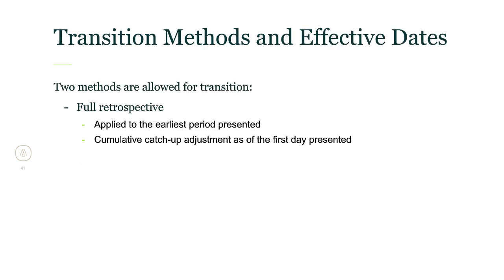So there's two methodologies for adoption. One is the full retrospective, and basically that one means that you're going to adjust to the earliest year presented. So if you have a comparative balance sheet and you're doing your 12/31/2019 financials and you're comparative to 2018, you would be adjusting your financials as of 1/1/2018 so that way the 2 years are comparative. So that's the full transition or full retrospective method.